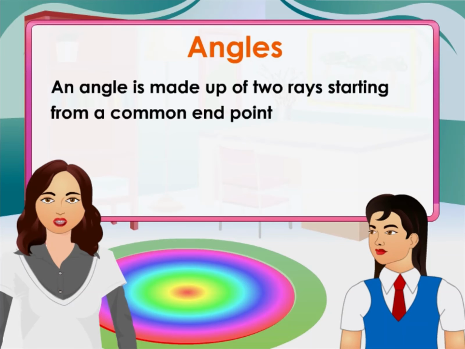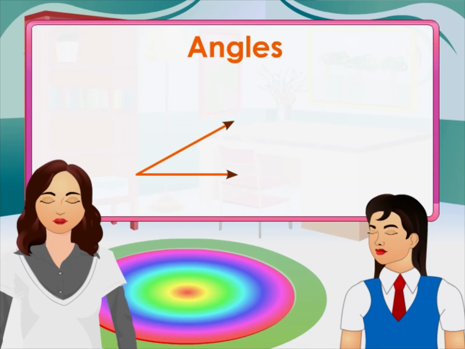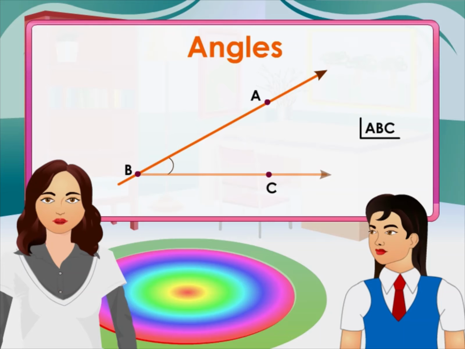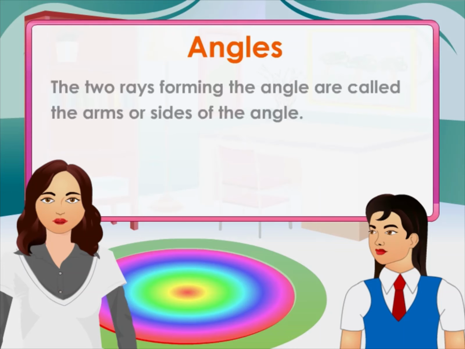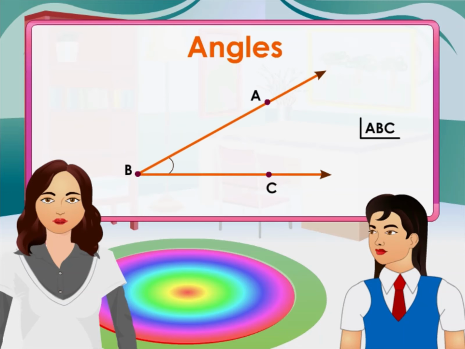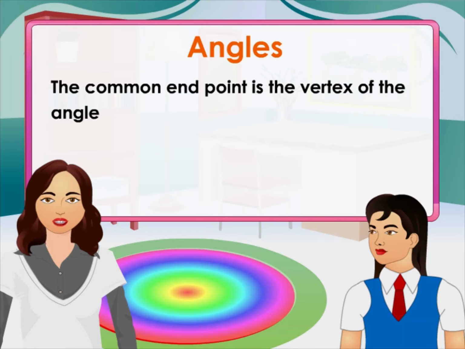Angles. An angle is made up of two rays starting from a common endpoint. Generally, for specifying the angle, the vertex is always written as the middle letter. In this diagram, the angle is ABC. The two rays forming the angle are called the arms or sides of the angle. The common endpoint is the vertex of the angle.